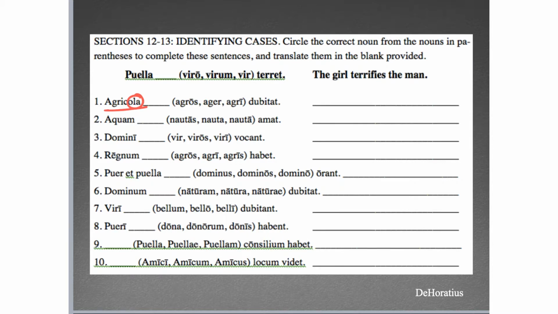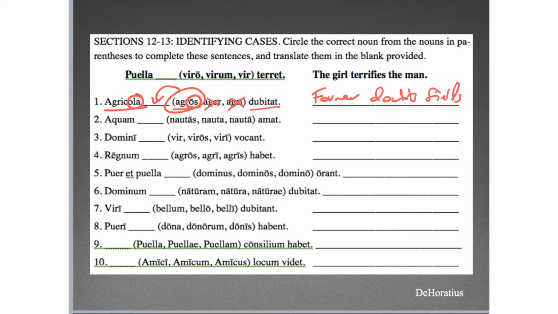So the farmer doubts, dubitat, some sort of accusative, right? And so if you go back to your endings, and you can check them, whether you scroll back in this video or you have them on a separate screen or printed out, please have them handy because it's good to refer to them. But you'll see that agros is the only accusative ending, ager is nominative, and agri is nominative as well. So agros is the correct ending, and then you translate: the farmer doubts the fields, his fields, whatever.